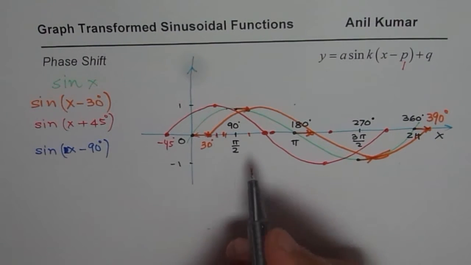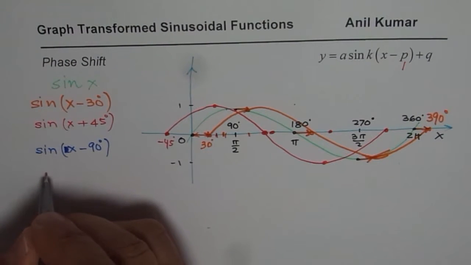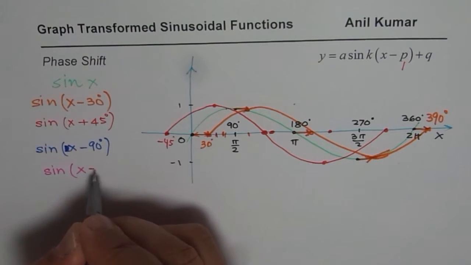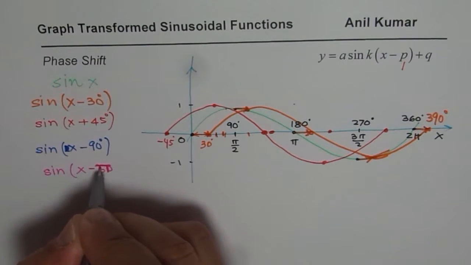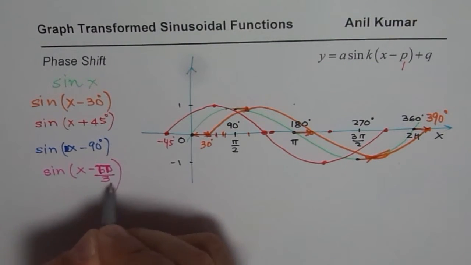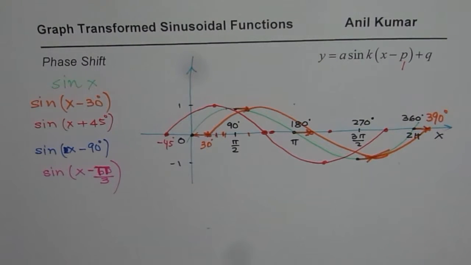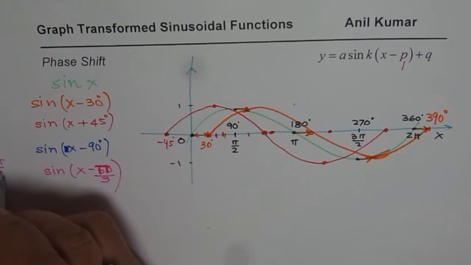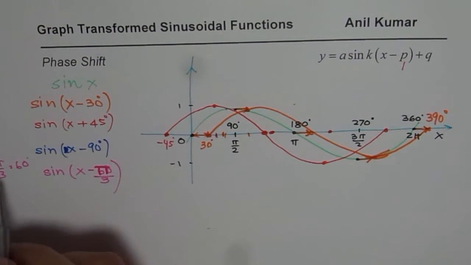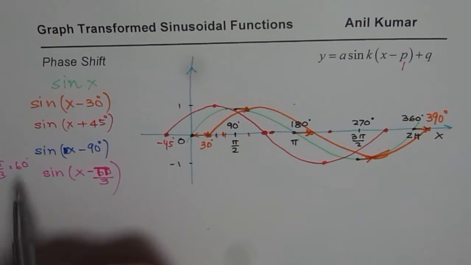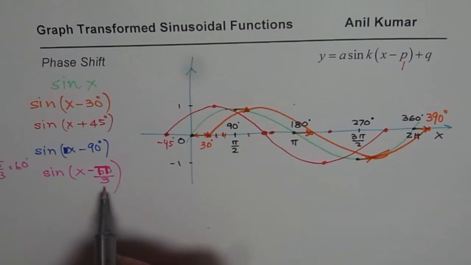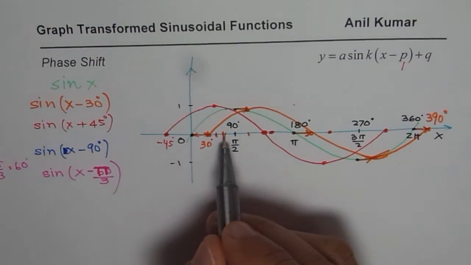Now let us take up some angles in radians. So we'll take sine of x minus 60 degrees. Again I wrote degrees, let me write radians: pi by 3. 60 degrees is pi by 3. So it will help both the students who are working in degrees as well as in radians. You know, pi by 3 is basically 60 degrees, correct? So when we are working in radians, we'll take one cycle as 2 pi. Minus pi by 3 means it is moving to the right by pi by 3.